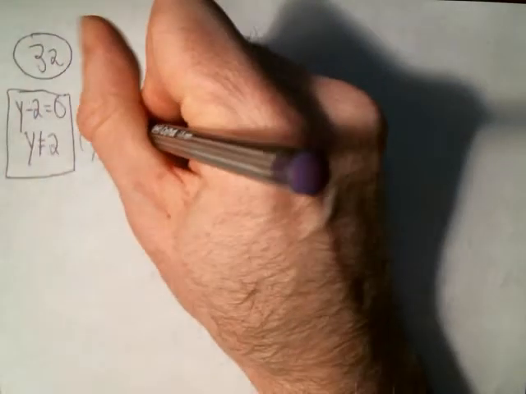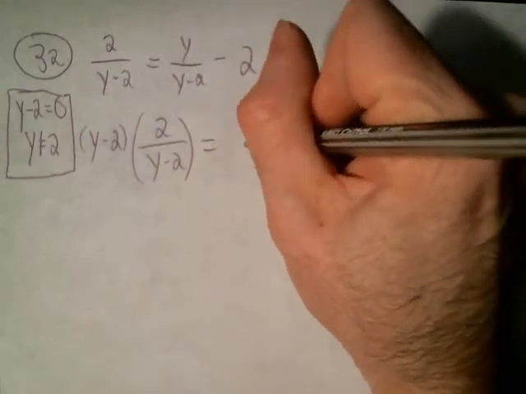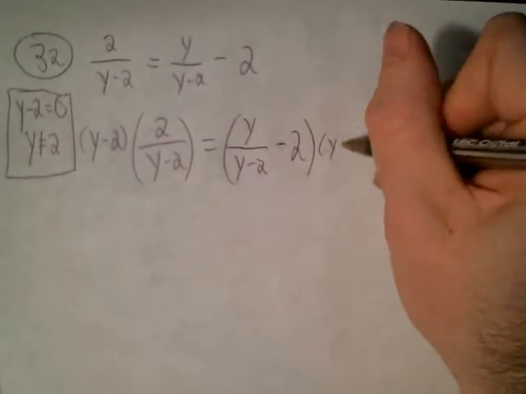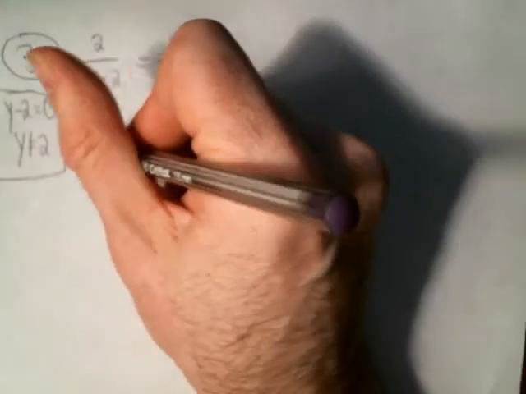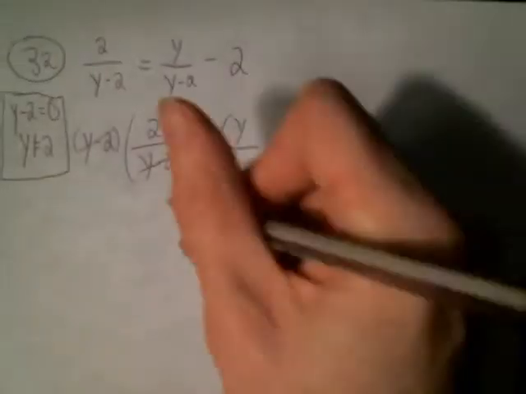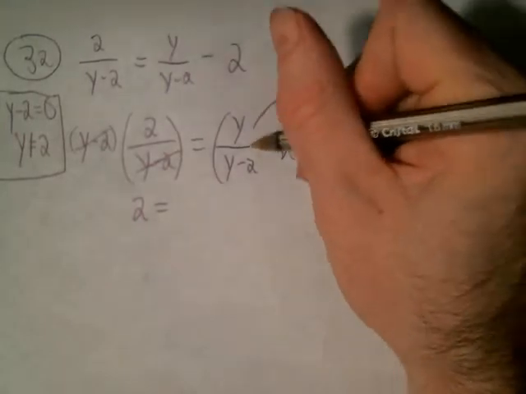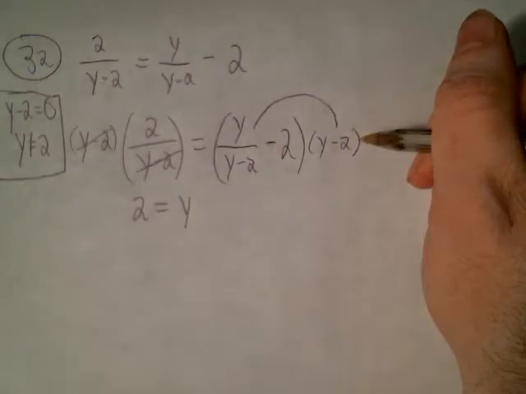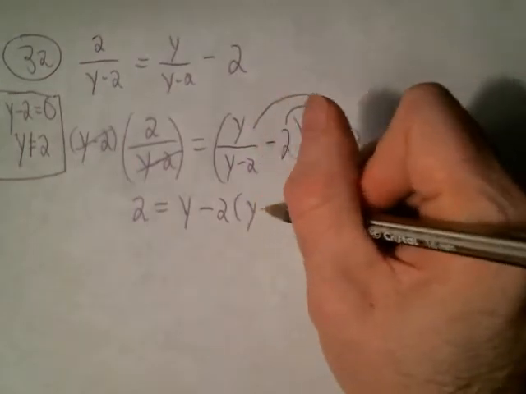So that's the thing I'm going to use. Y minus 2 times 2 over y minus 2 equals y over y minus 2 times y minus 2. These guys will divide out, so goodbye, goodbye. You'll just be left with the 2. On this side, when you multiply this times this, the y minus 2's will cancel, and you'll just be left with y. When I go this times this, it'll be minus 2 times y minus 2.